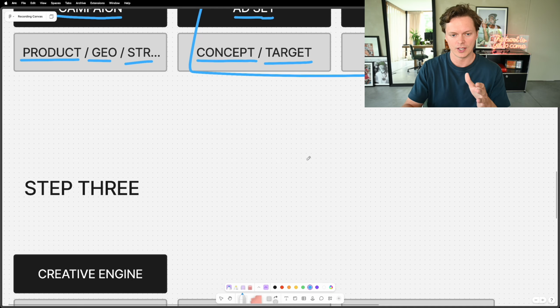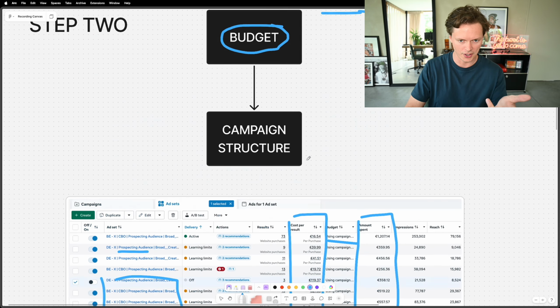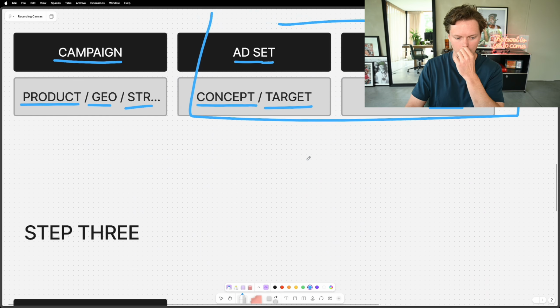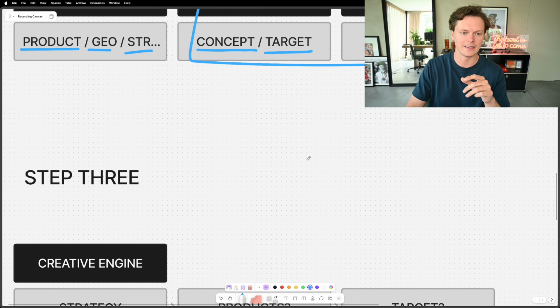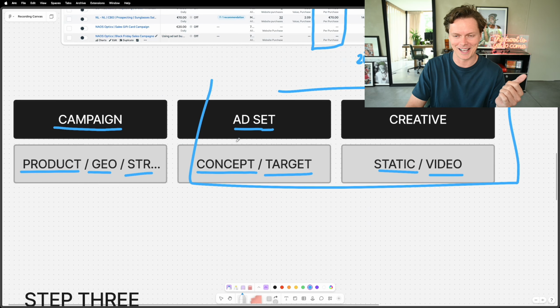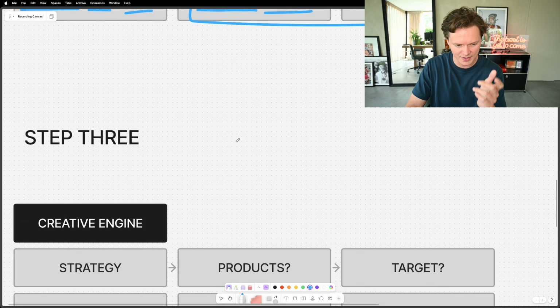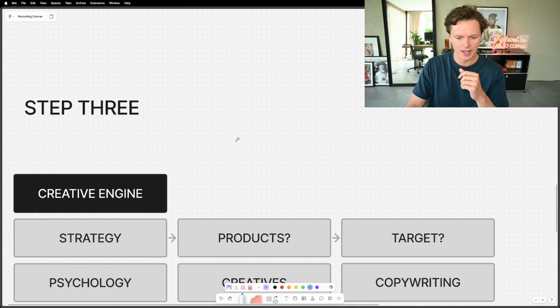Step 3: once you have done your research, you have your budgets figured out, and thus your campaign structure, it's time to go down to your creative engine. And this is nowadays where the magic happens. This is where you mostly put in the most effort and pay the most attention, because this is going to decide whether you'll be successful or not. You can still get away with crappy campaigns and crappy ad sets, but you cannot get away with crappy creatives anymore. So step 3, creative engine.